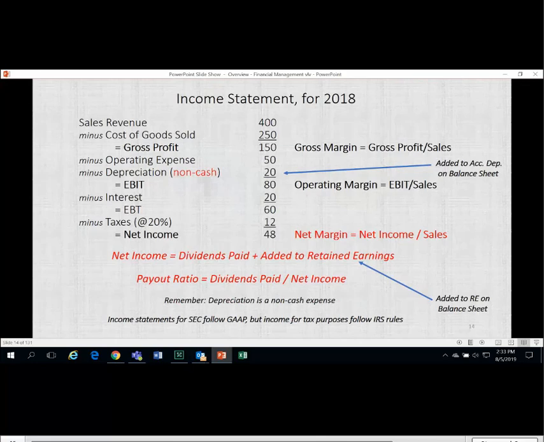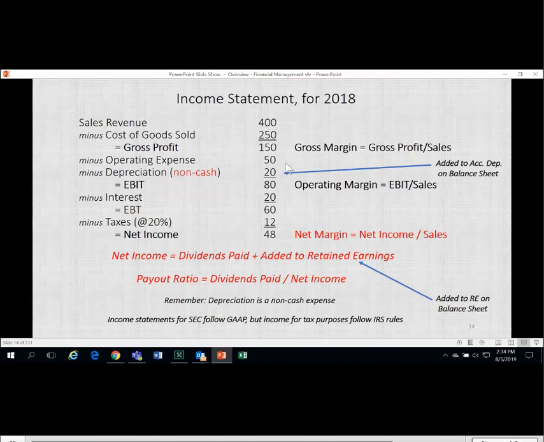The second one that is very important is the income statement. Now, income statements can be complicated, but this is the setup that's used in this course. We start off with sales revenue of 400. We subtract out the cost of goods, which is simply the cost of production. We get gross profit, in this case 150. And this gives us something we call gross margin, which is this gross profit of 150 divided by the sales of 400.